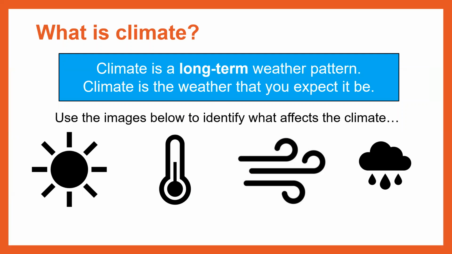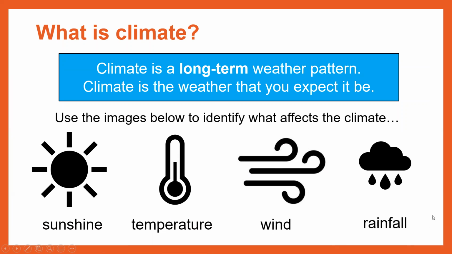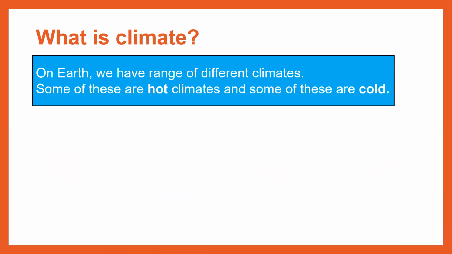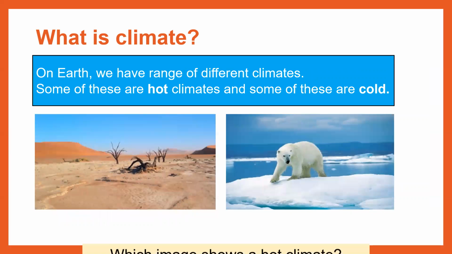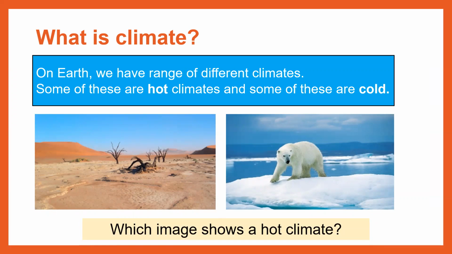Okay, let's go through them. So this first one is sunshine. Then we have temperature, wind, and rainfall. And these all affect the climate. On Earth, we have a range of different climates. And some of these are hot climates and some of these are cold. I want you to point to which image that shows a hot climate. Have a go. Fantastic, it's this desert here. Well done.